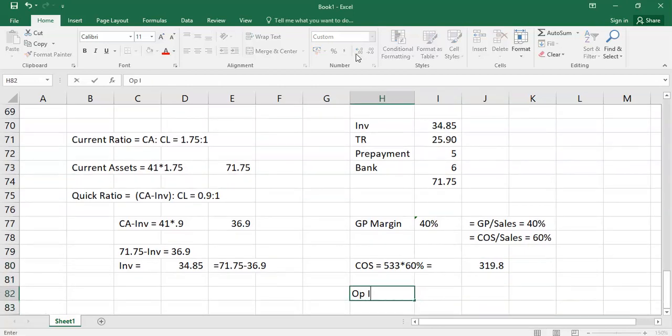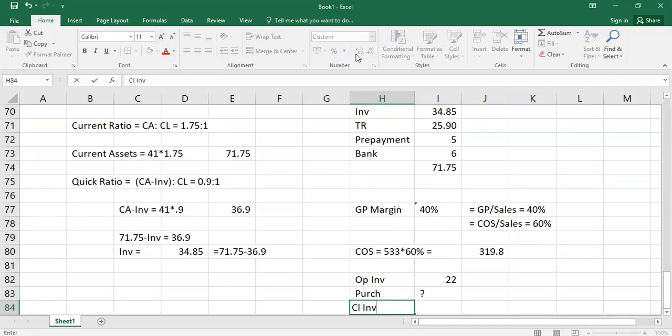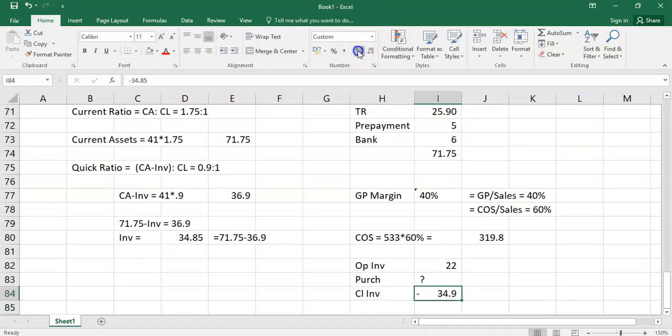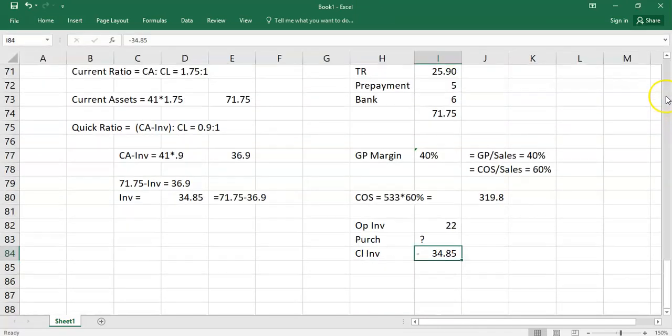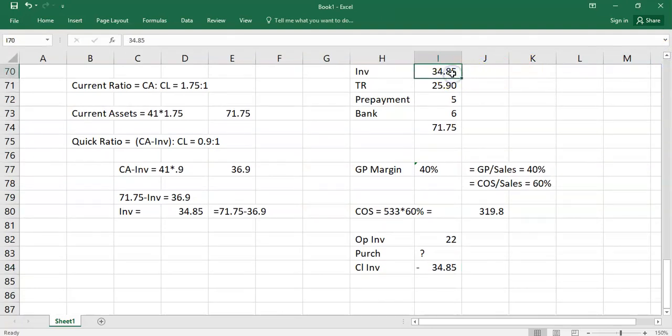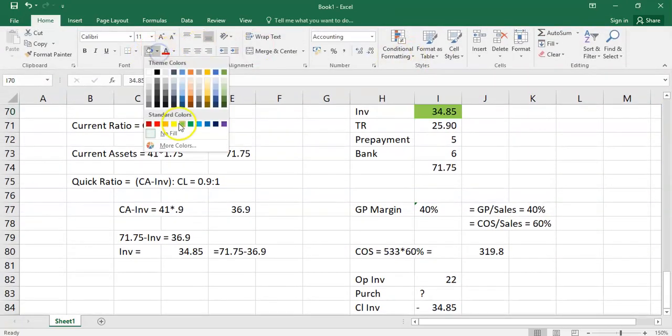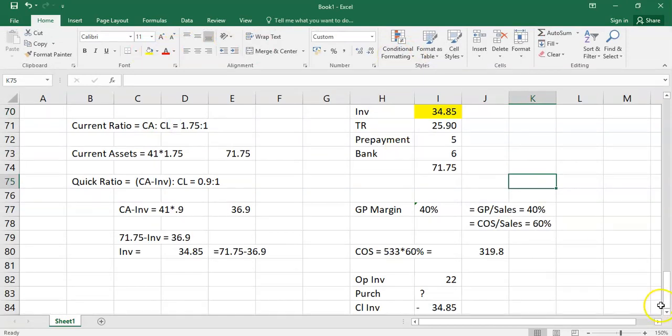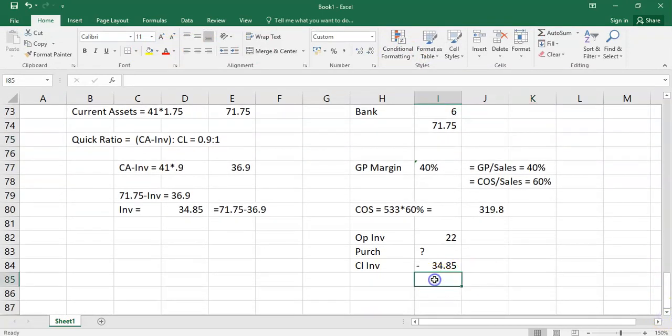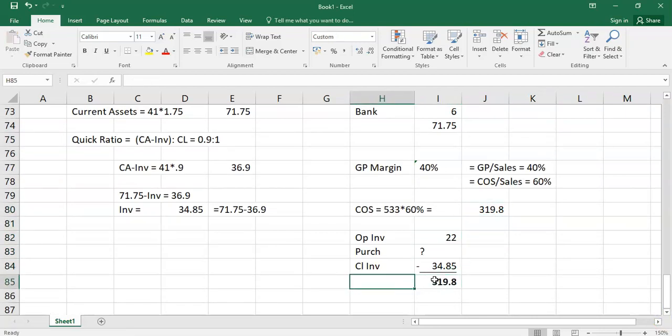We know opening inventory, you're given in the question, is 22. Purchases we don't know, and closing inventory we've already calculated to be minus 34.85. So remember, we're using the one we've calculated here, which a lot of students are poor at linking. We're using that 34.85. That's a current asset, but it's also in cost of sales. And that must be summing to 319.8 as your cost of sales.